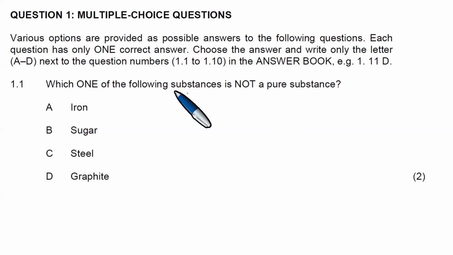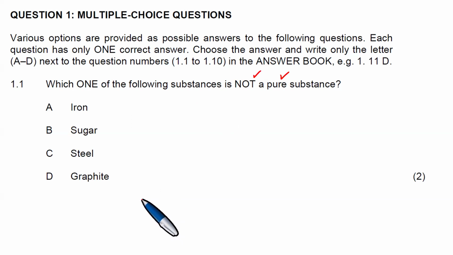Which one of the following substances is not a pure substance? Is it iron? Is it sugar? Is it steel? Is it graphite? Which one do you think is the correct answer? Which one is not pure? It is a mixture of different substances. Which one do you think is a mixture of substances and therefore is not a pure substance?